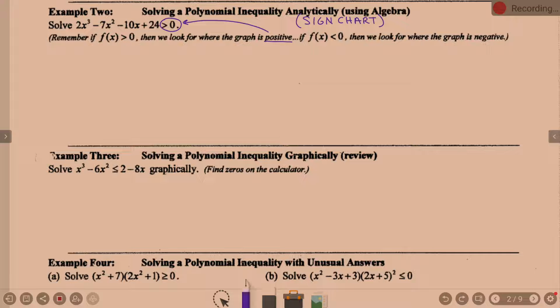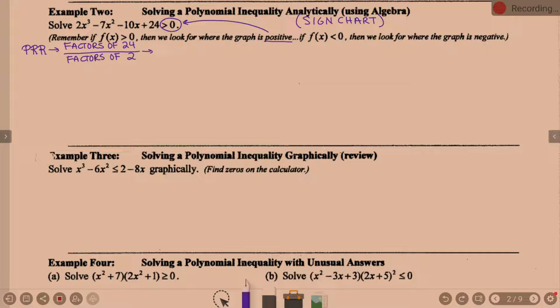Okay? So, let's talk a little bit about PRRs. Review PRRs a little bit. What do you remember about PRRs? We're going to be doing factors of 24 over factors of 2, because it's factors of the constant over factors of the lead coefficient.